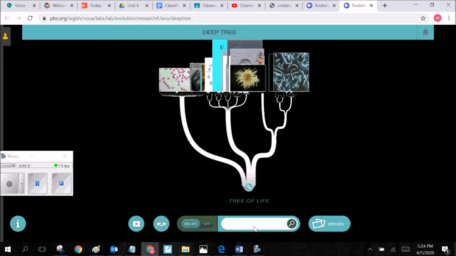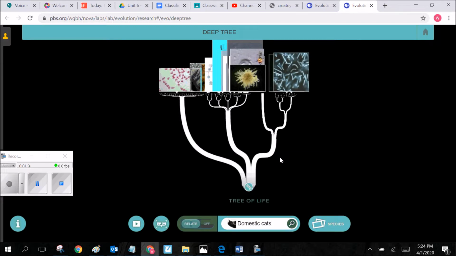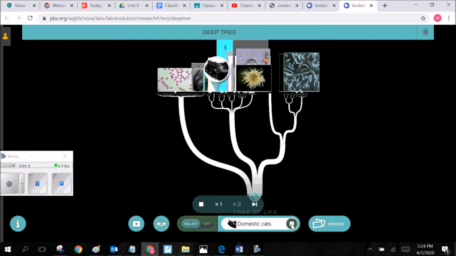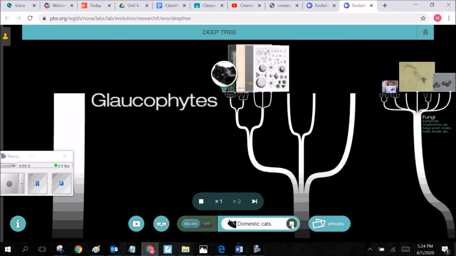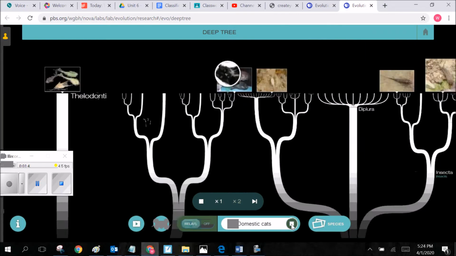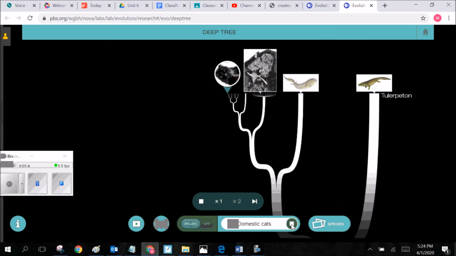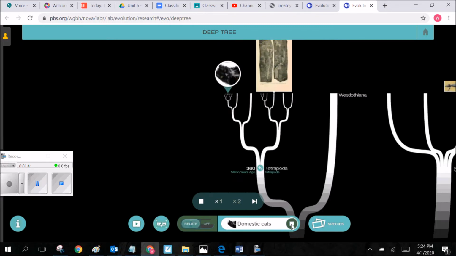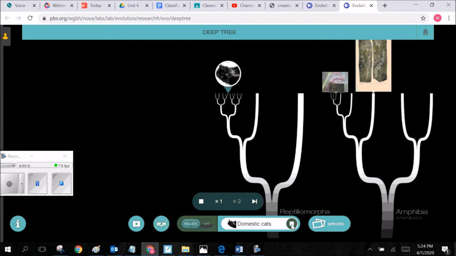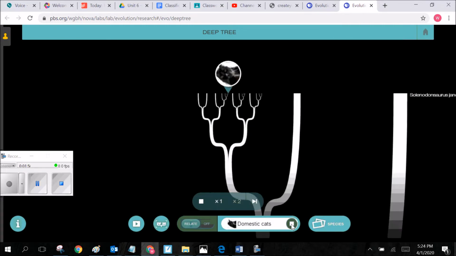So what if I wanted to see the evolutionary relationships and lineage of the common domestic cat? Here's domesticated cats, Felis catus. I would click on that, and it would show me the evolutionary history of the cat, all of the branches of organisms that that cat is related to. And look at that, there were all those little fishapods that we had been talking about previously. My computer is probably not powerful enough to run this very well.